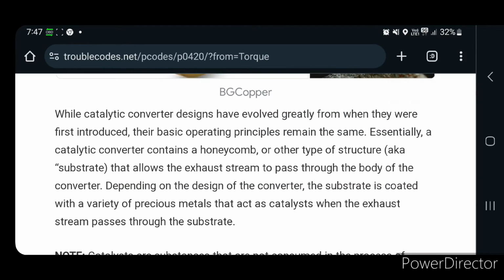While catalytic converter designs have evolved greatly from when they were first introduced, the basic operating principle remains the same. Essentially, a catalytic converter contains a honeycomb or other type of structure, aka substrate, that allows the exhaust stream to pass through the body of the converter. Depending on the design, the substrate is coated with a variety of precious metals that act as catalysts when the exhaust stream passes through the substrate.